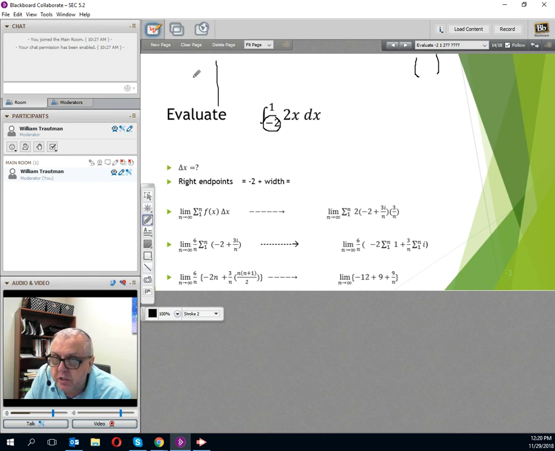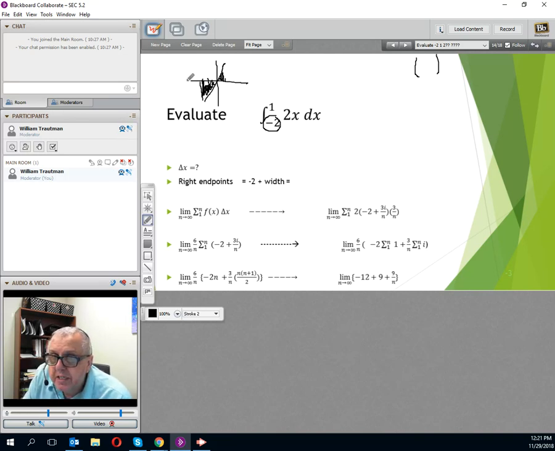By the way, here's the graph of this 2x. It looks kind of like this. And we're going from -2 to 1. So we want to find this area, this entire area. In 5.2, we started at 0. Here we're starting at -2.